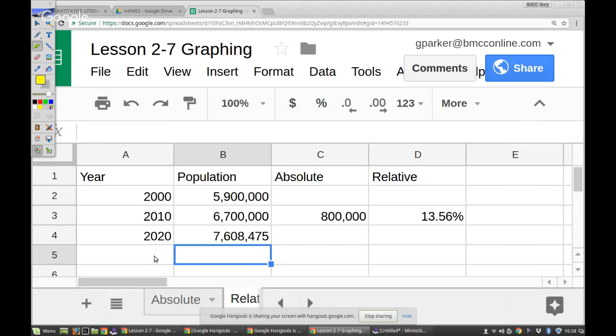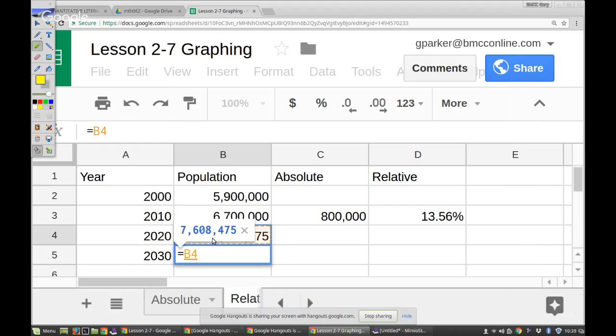So let's repeat that and do a 2030 just for fun. So same thing at each step. I go equals, I take the previous population, which is now the 7.6 million. I multiply it by my percent increase. That gives me the amount of increase. Now the population is going up by about 1 million people. And I have to add that back onto the 2020 population.